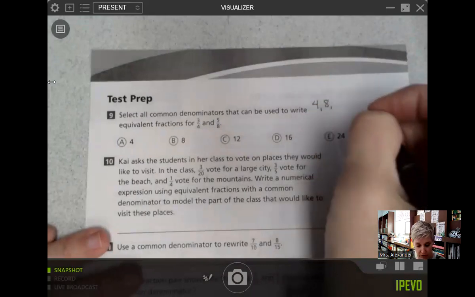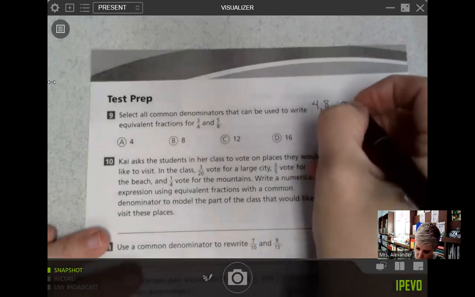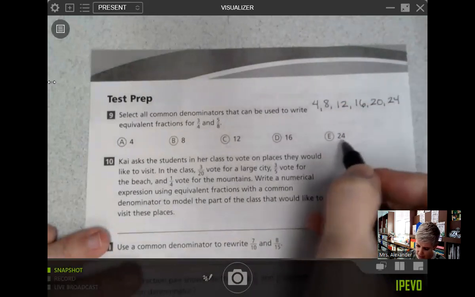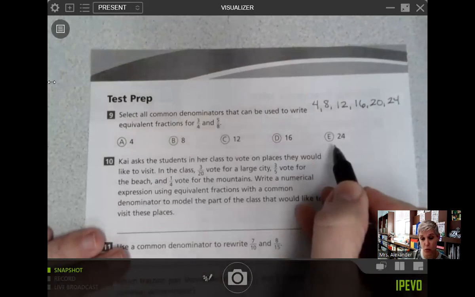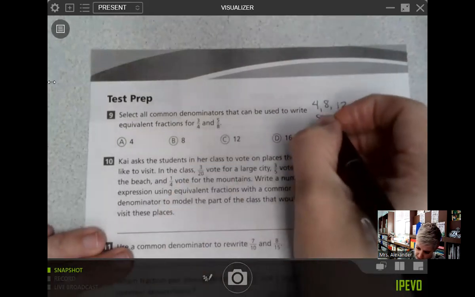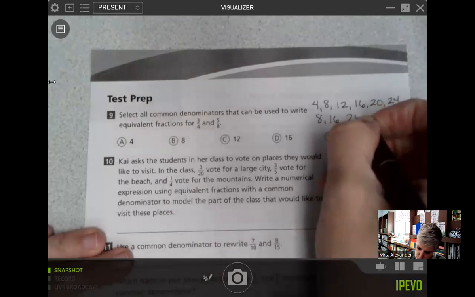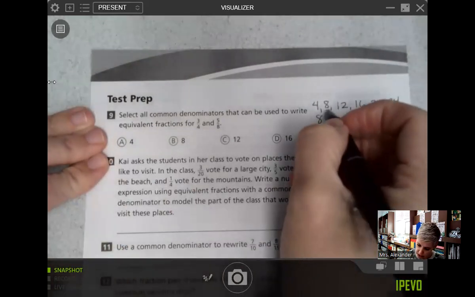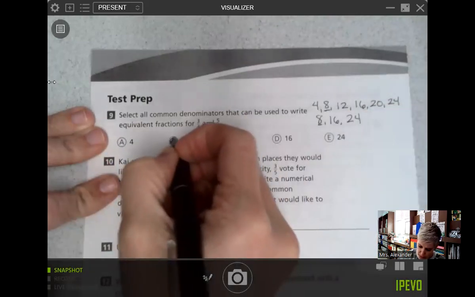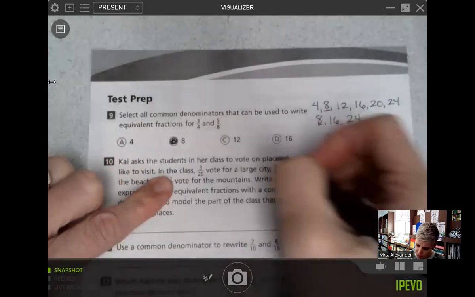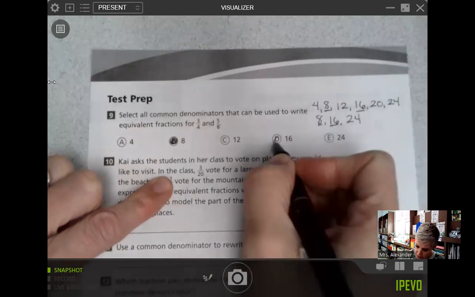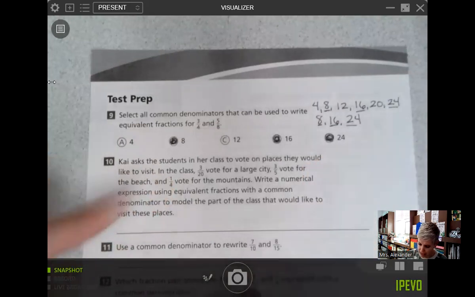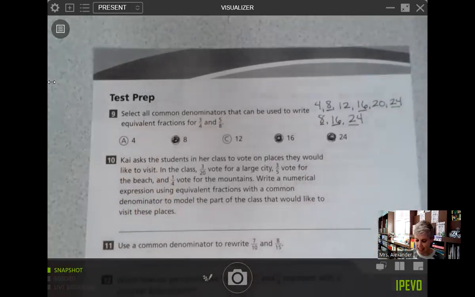So I'm going to go a little bit further than 5 here. 4, 8, 12, 16, 20, 24. I'll stop there because that's my highest answer choice. When I do 8, 16, 24, I can stop right there. So both of these share an 8. So letter B is going to be one choice. They both share a 16, letter D, and they both share 24. So we're going with B, D, and E.